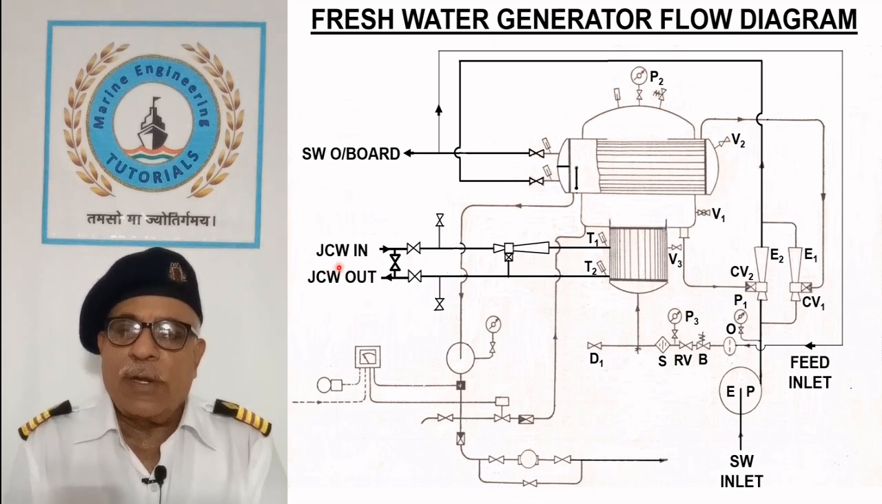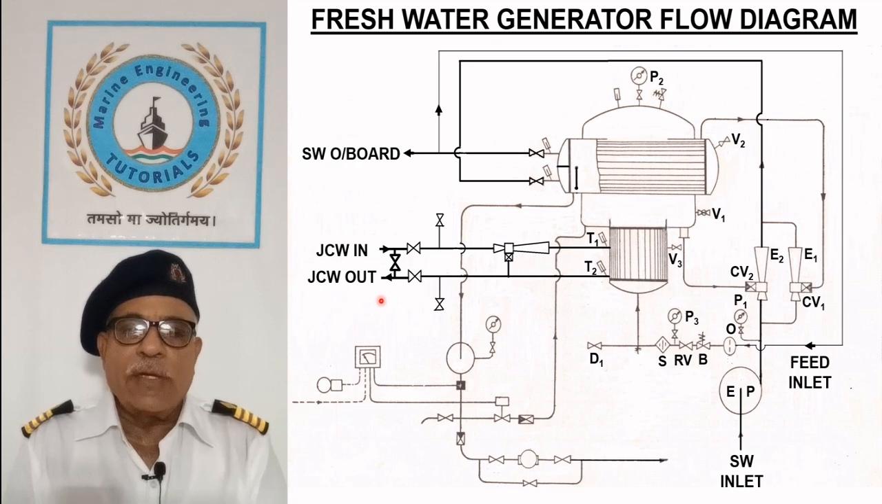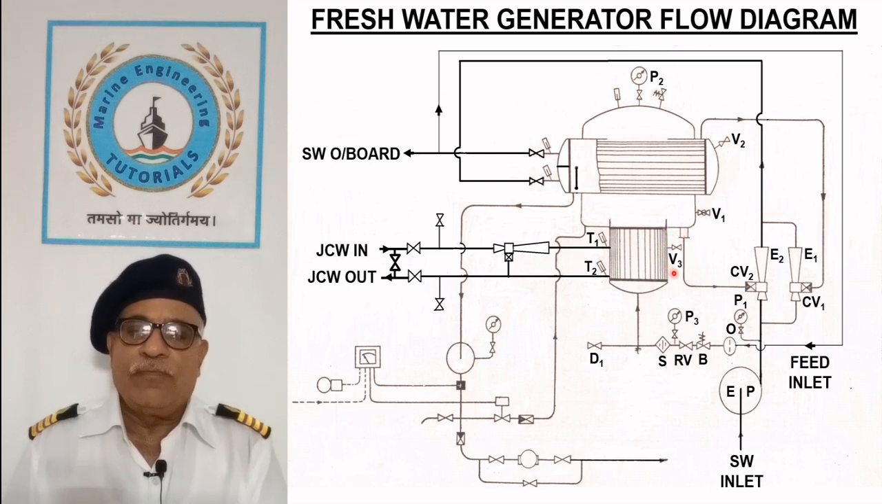Flow of jacket cooling water is regulated by adjusting the bypass valve and monitored by the inlet and outlet temperatures from the thermometers T1 and T2. Any trapped air in the evaporator shell is removed from the vent V3.